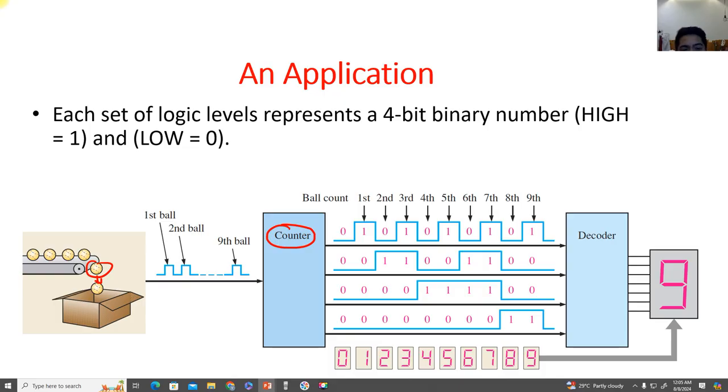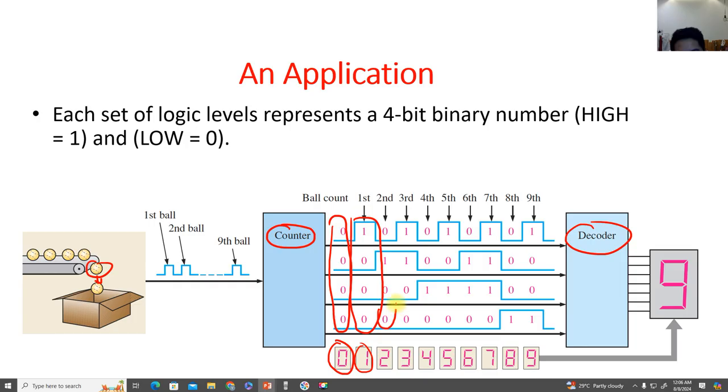So the counter reads, okay, if the message is all zeros, meaning the output will be 0 at the counter in the decoder. The decoder decodes what the number is, or how many balls the box already has. So when one ball falls, it will count. It will become 0, 0, 0, 1, which is equivalent to 1.